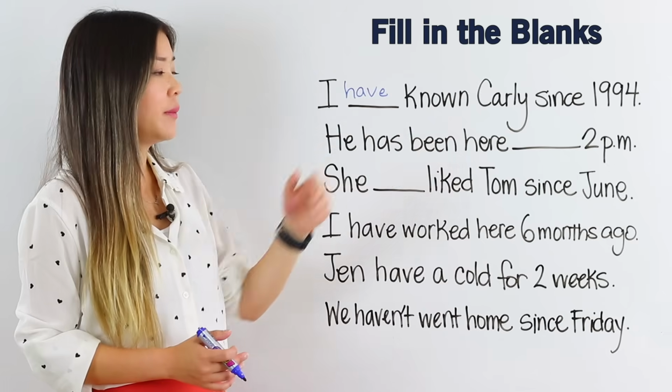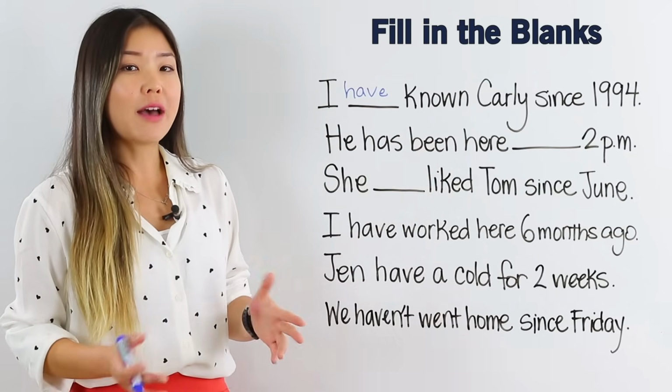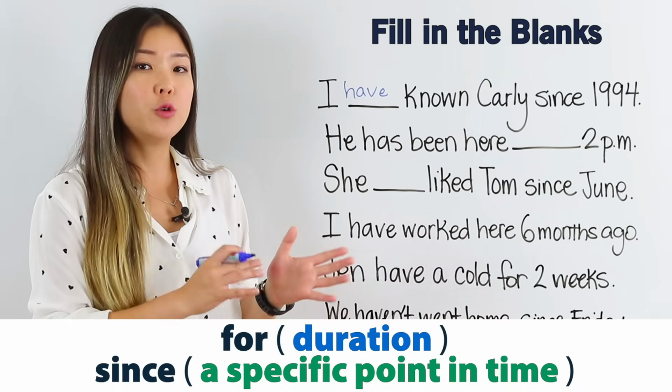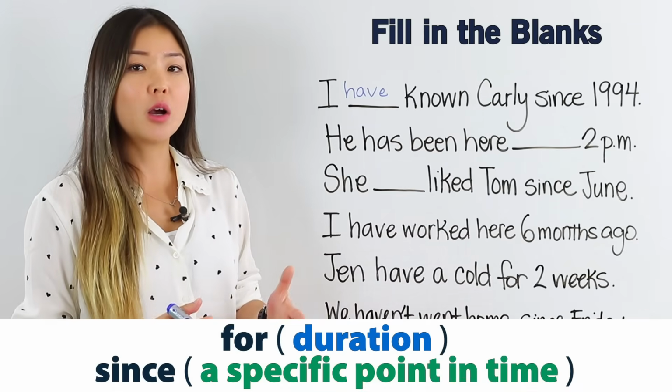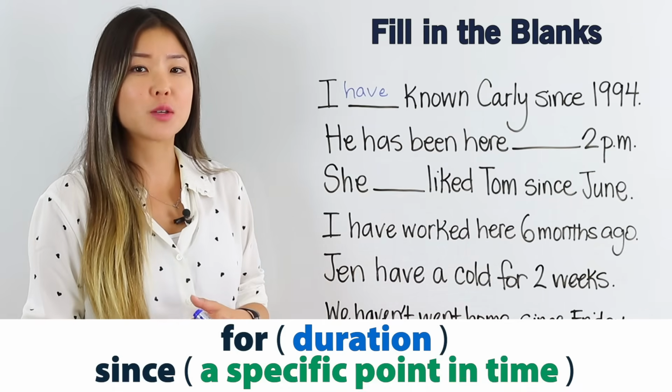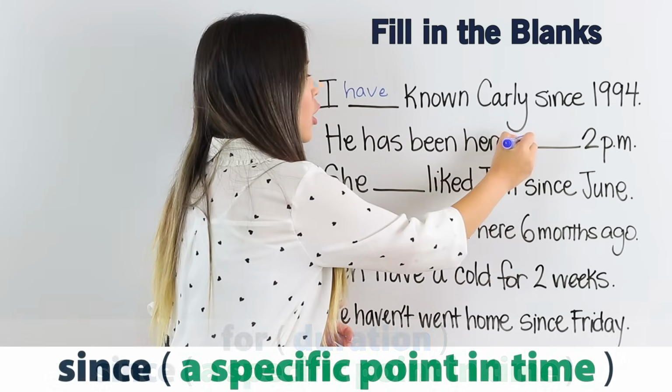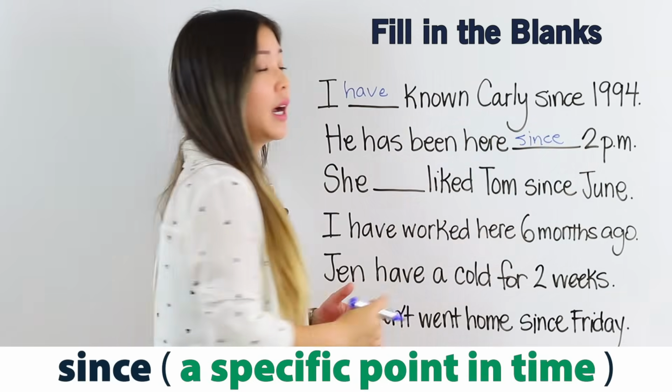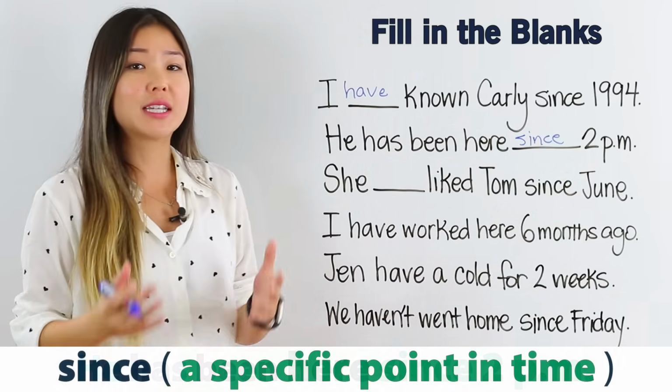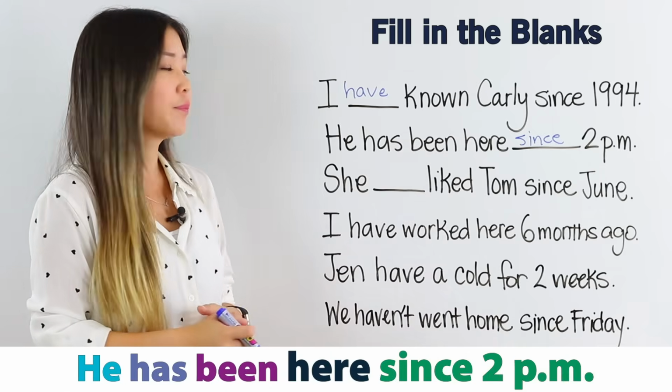He has been. However, remember that for the present perfect tense, we use for or since to talk about how long that action has been true. In this case, we use since because 2 p.m. is a specific period in time.